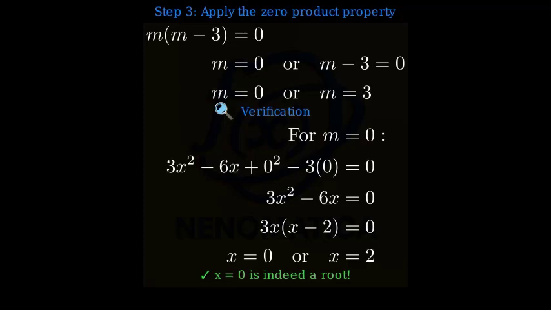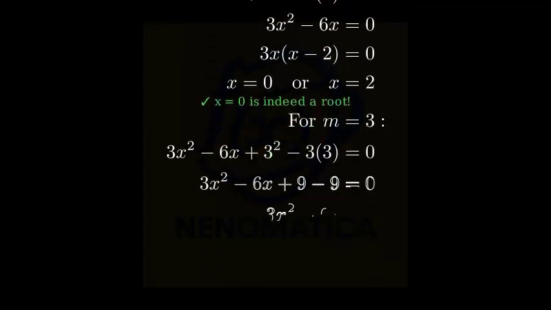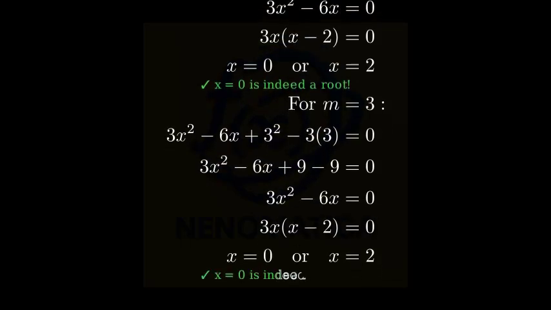For m equals 3, our equation becomes 3x squared minus 6x plus 3 squared minus 3 times 3 equals 0, which is 3x squared minus 6x plus 9 minus 9 equals 0. This simplifies to 3x squared minus 6x equals 0, which has the same roots as before. So, x equals 0 is also a root when m equals 3.